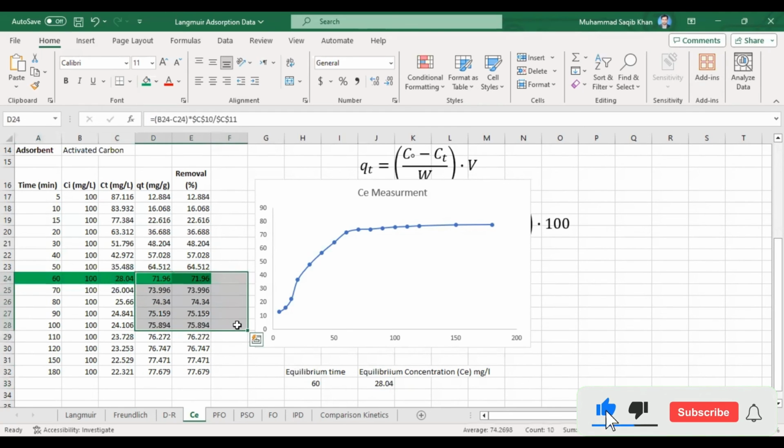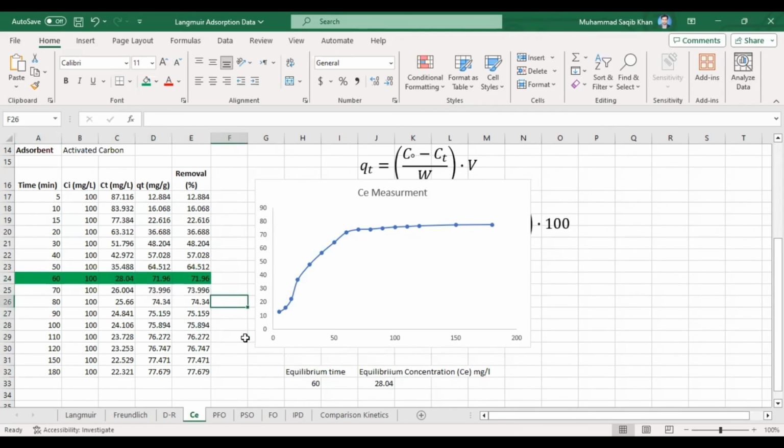Hopefully now you understand how to measure the equilibrium concentration. First of all, you have to run the time experiment for a longer period of time. At the time where you get maximum removal, and after that removal, these lines become straightened. That is your equilibrium time. In our case it is 60 minutes. After 60 minutes, you can see that the lines become straightened and there was not much removal.